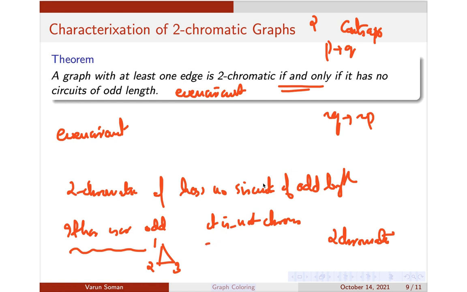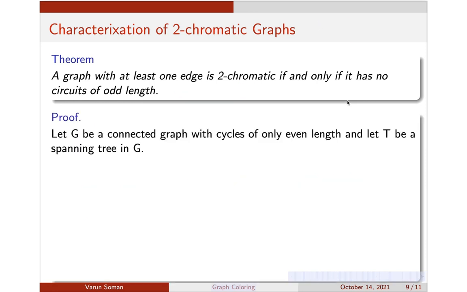In the second one, you have to show that suppose a graph has no circuits of odd length, it is two chromatic. That we will be doing here. The other one is actually very simple. You can do that just by applying analytic logic. So in this result we'll prove that suppose we take a graph which contains cycles of only even length. We'll show that it is two chromatic. So I hope it is clear. So this is an if and only if condition.